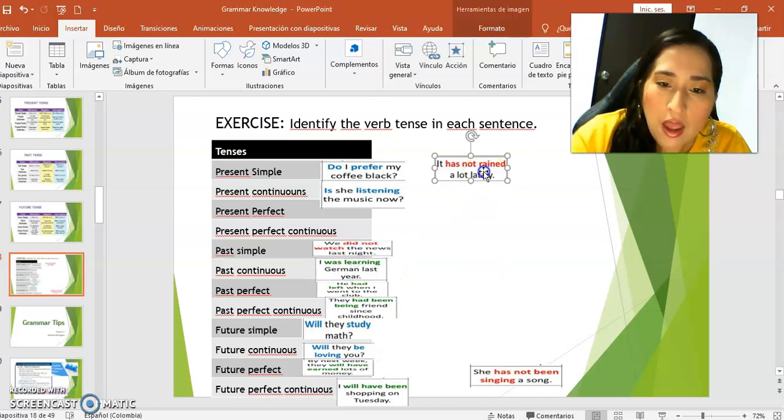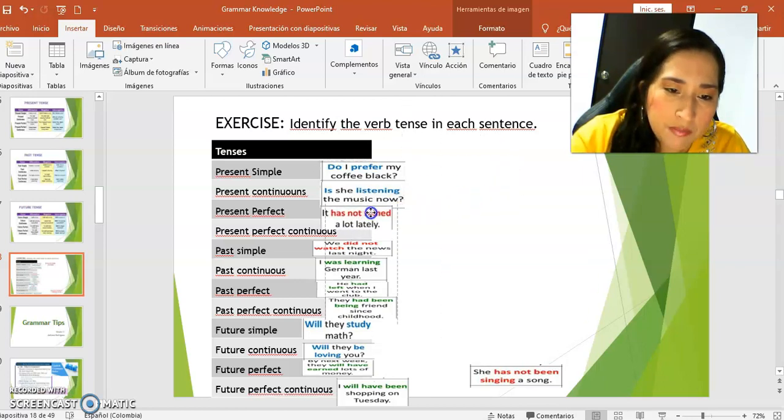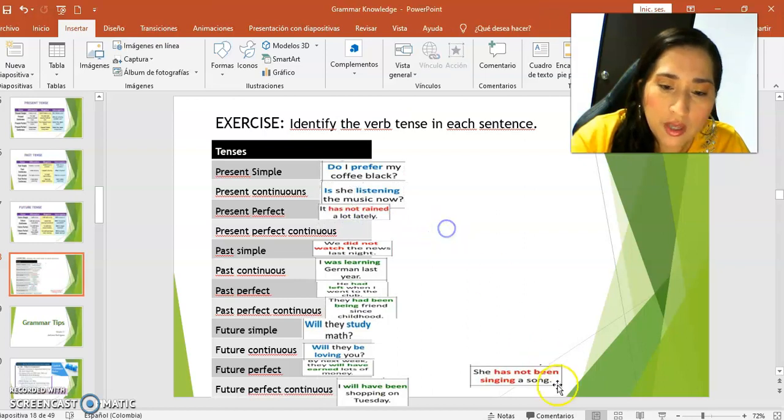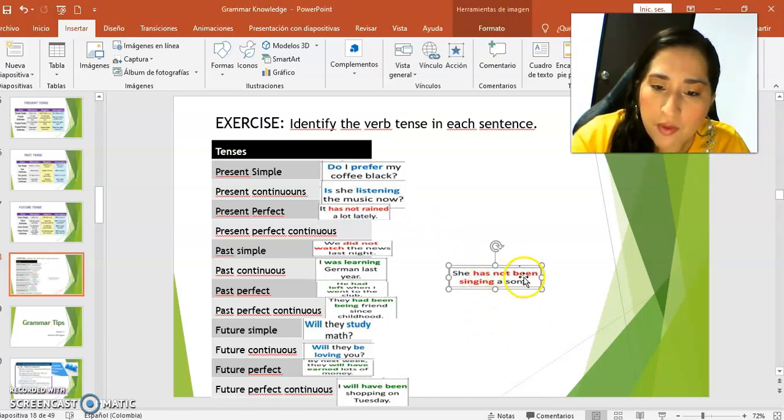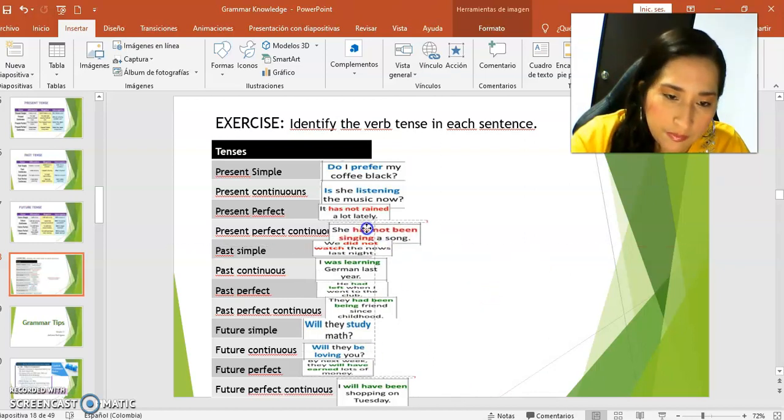Okay. Another, it has not rained a lot lately. Has is for present perfect. Present perfect. Here. Okay. And finally, we have this, that is present perfect continuous.